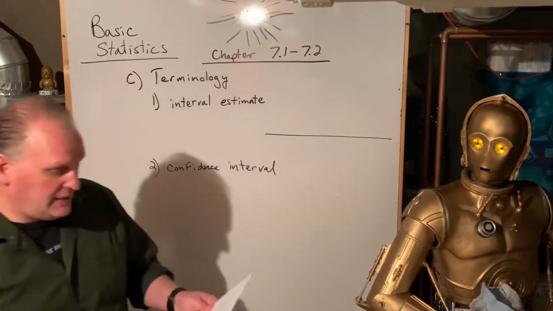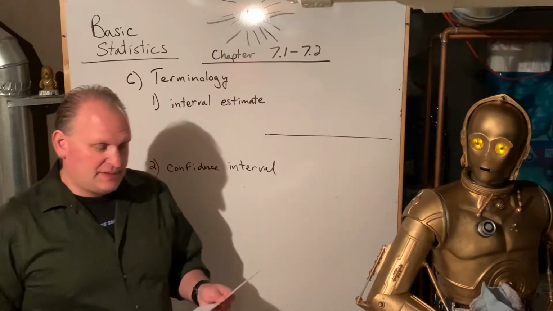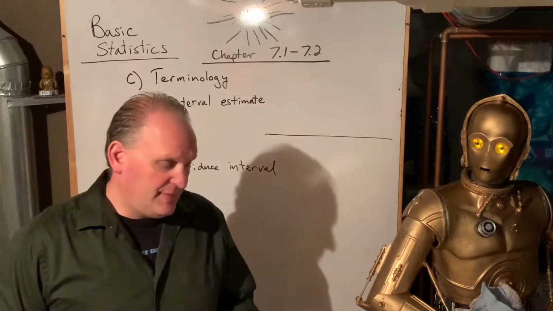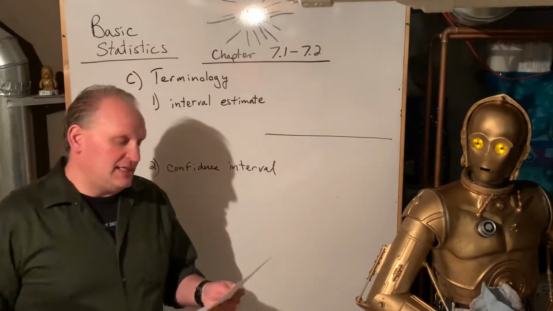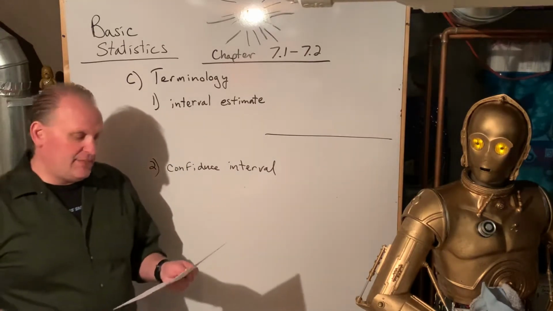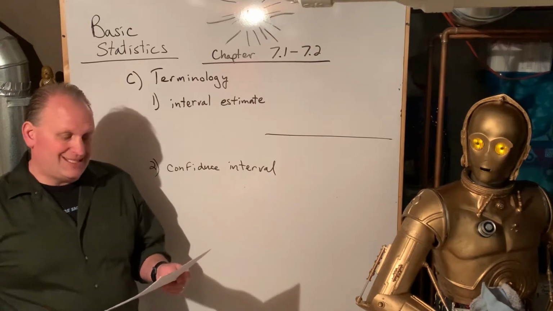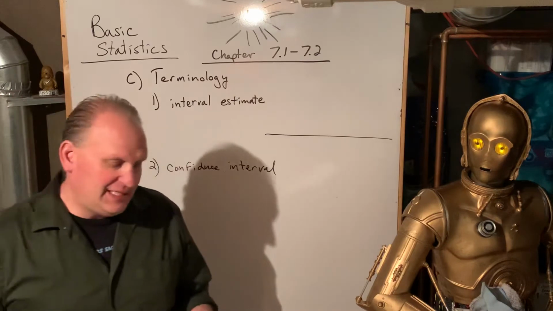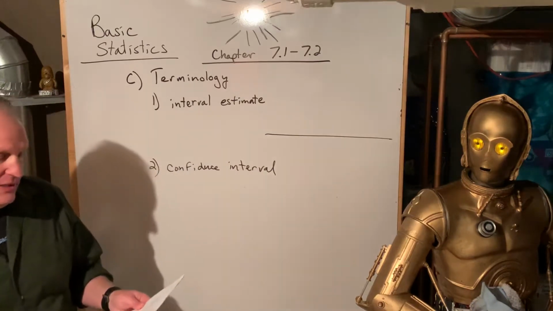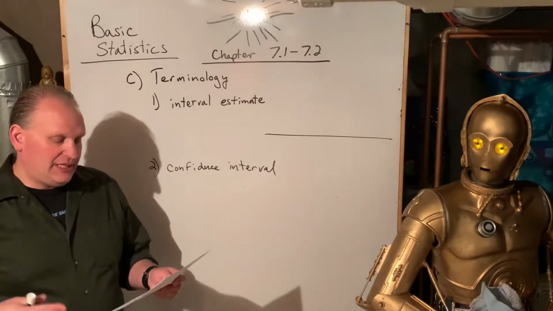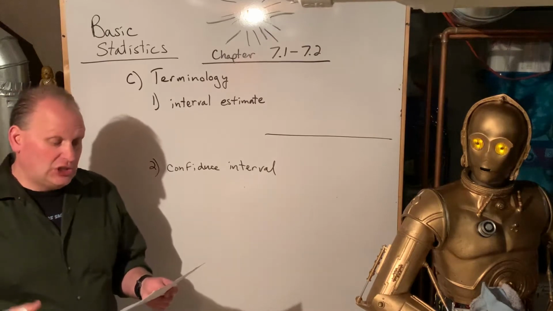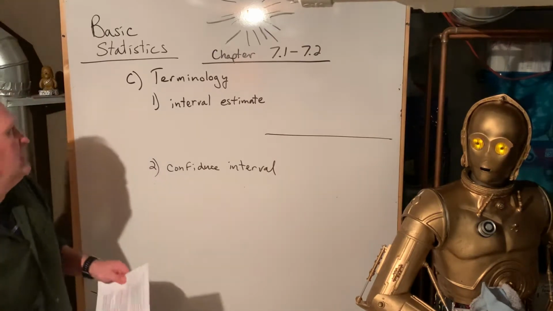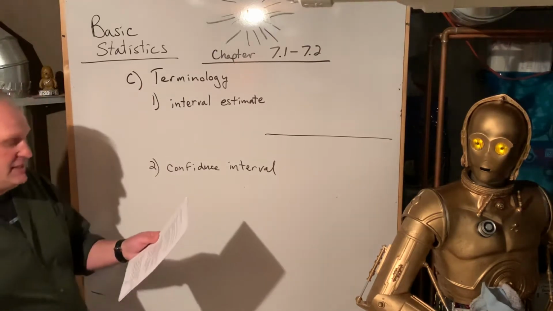So you can read on the first page the objectives and the three properties of a good estimator: unbiased estimator, consistent estimator, and relatively efficient estimator. So those are the three things that make it a good estimator. Let's talk terminology. We're jumping down to C.